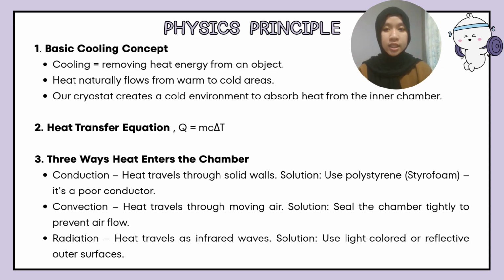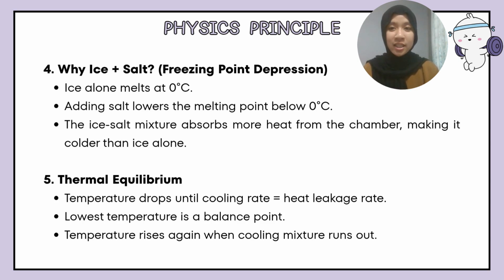Third, the three ways heat enters the chamber. Heat can get in through conduction, convection, and radiation. Conduction is heat traveling through solid walls, so we use polystyrene or styrofoam, which is a poor conductor. Convection is heat traveling through moving air, so we seal the chamber tightly to stop air from flowing in. Radiation is heat traveling as infrared waves, so we use a light color or reflective surface on the outside to reflect heat away.